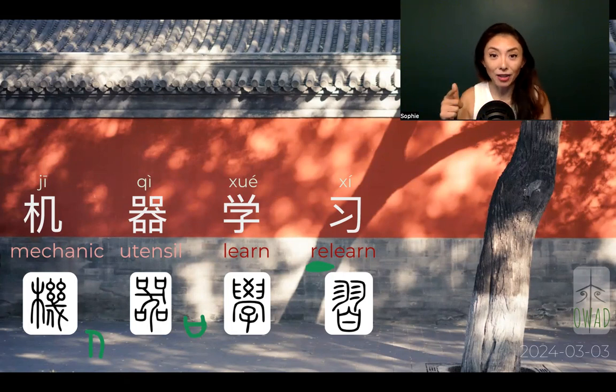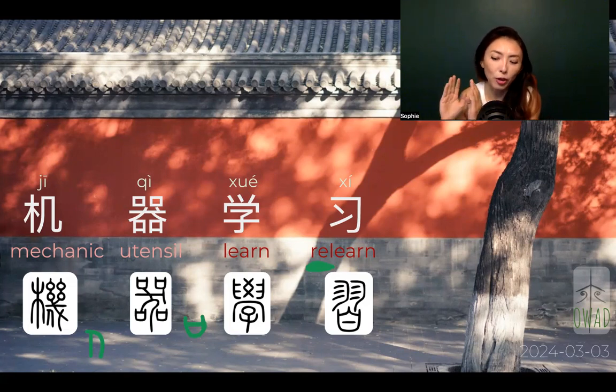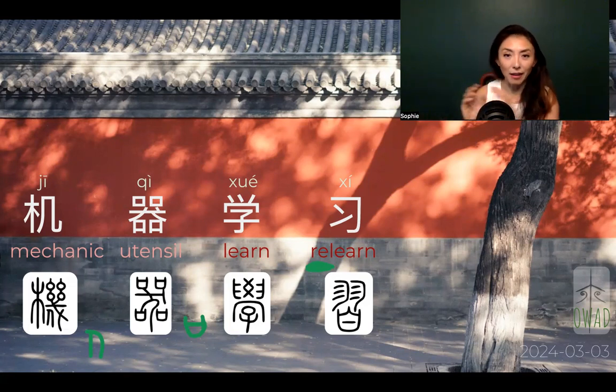Okay. And actually, when we say robots, right, we translate it as 机器人. It's man-made moving parts with 人, like a humanoid looking thing, right? It's a machine, but machine person, it means robot in Chinese.